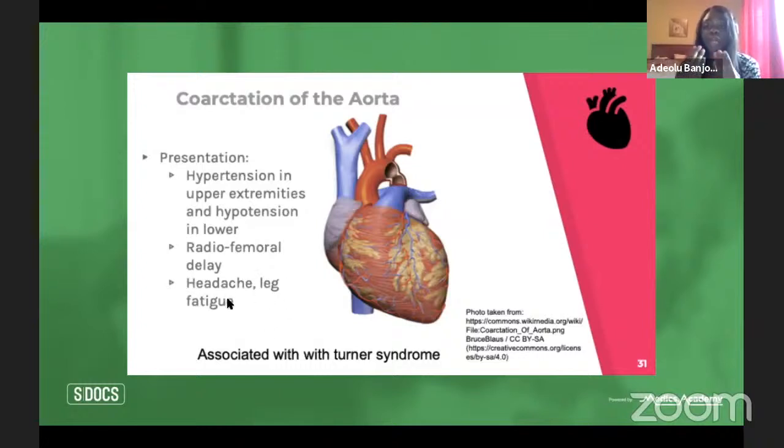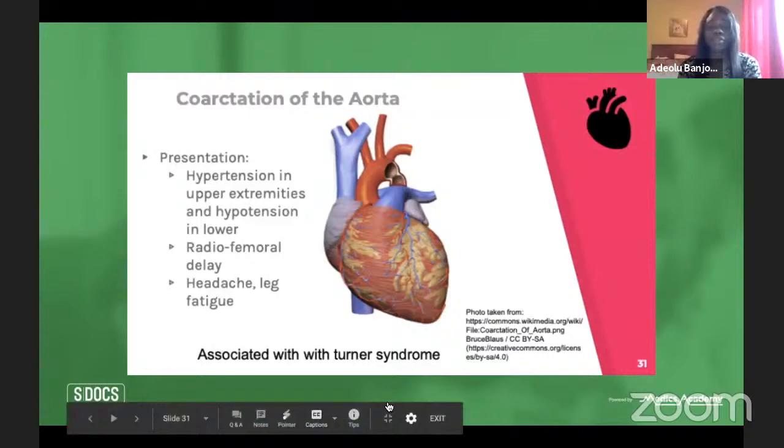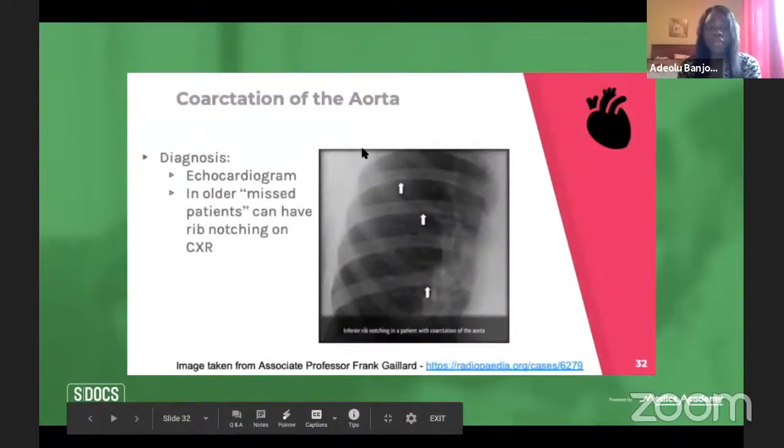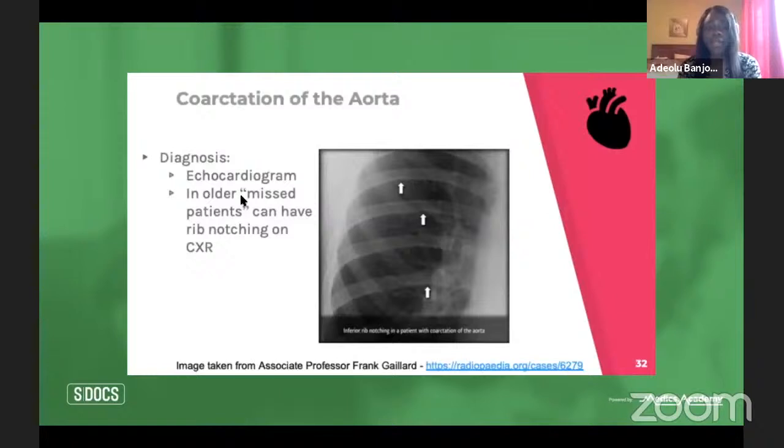Headache is just because you're having so much blood going to your upper part of your body because of that narrowing that's distal to your vessels that lead to your head and neck. And leg fatigue is because your lower half of your body isn't getting enough blood, so you get fatigue. And this is associated with Turner syndrome. So to diagnose, you would again use an echo for definitive diagnosis, but in older patients that might have their coarctation missed, they would develop something called rib notching, which you would see on a chest X-ray. And that's just because you get increased intercostal vessels that start to bulge, and that's just to create another pathway from your top part of your aorta to your bottom half of your body.